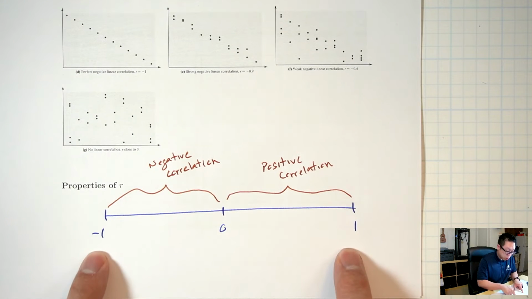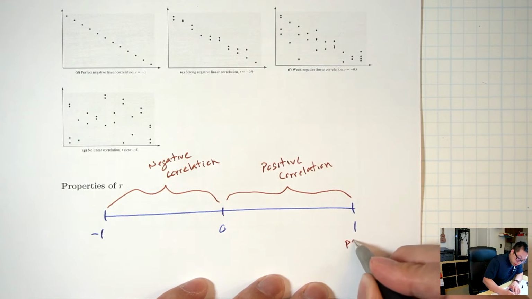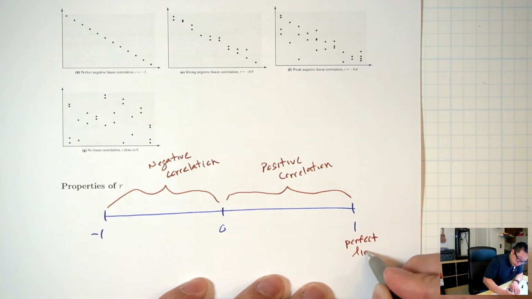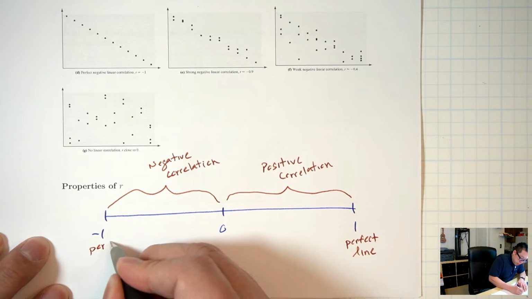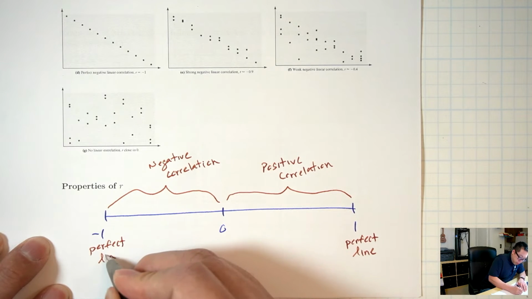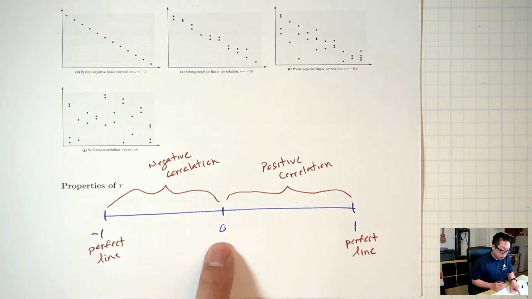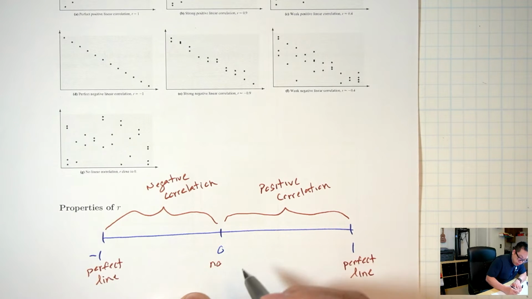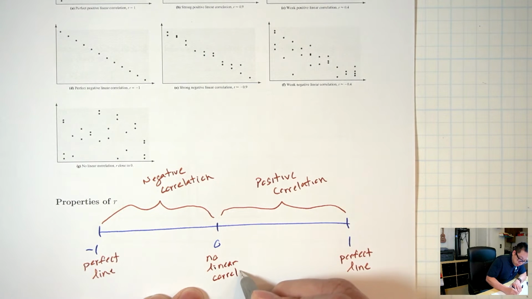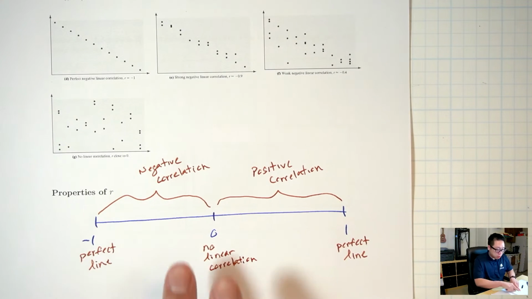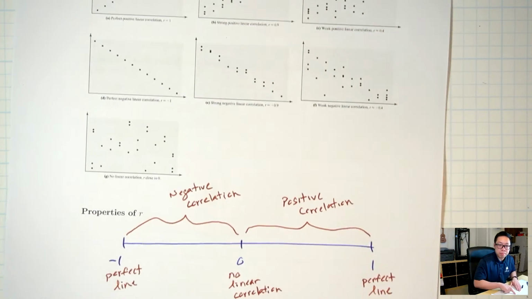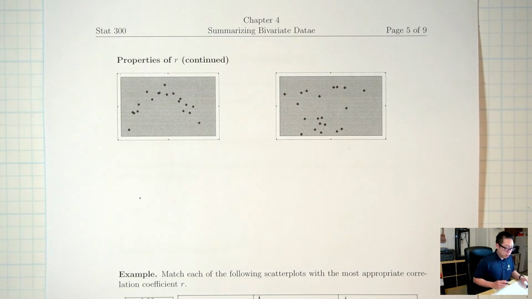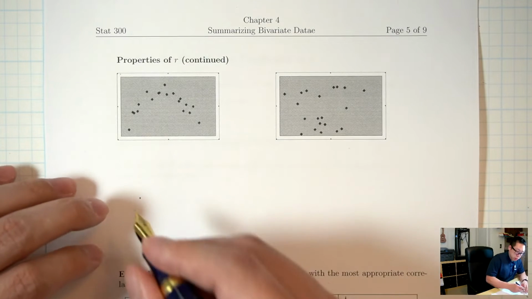R of 1 and negative 1, these are our perfect lines. And an R of 0 looks nothing like a line. So an R of 0 indicates that there's no correlation. I should say no linear correlation. And the closer you are to 1 or negative 1, the more like a line your data looks. I want to emphasize that R only measures the strength of a linear correlation.